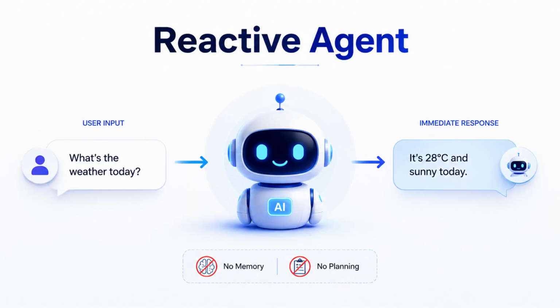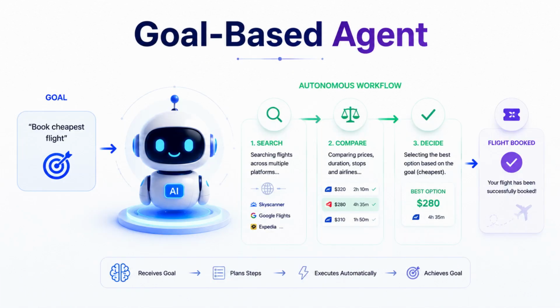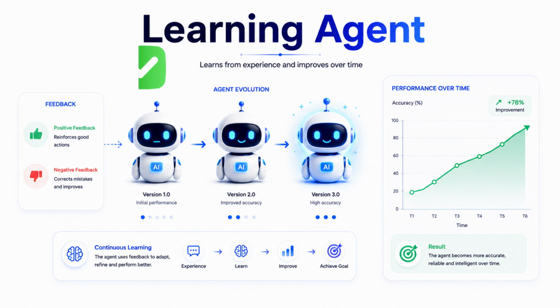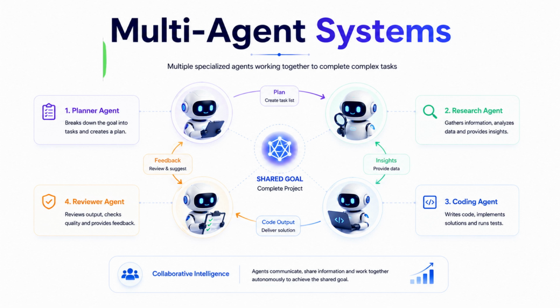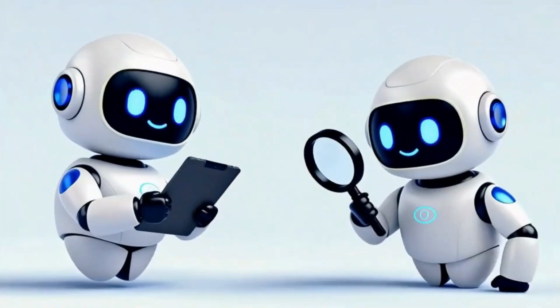Not all AI agents work the same way. Some agents simply react to inputs using predefined rules. Goal-based agents can analyze objectives and decide how to achieve them. Learning agents improve over time using feedback and experience. And modern AI is rapidly moving toward multi-agent systems, where multiple agents collaborate together.